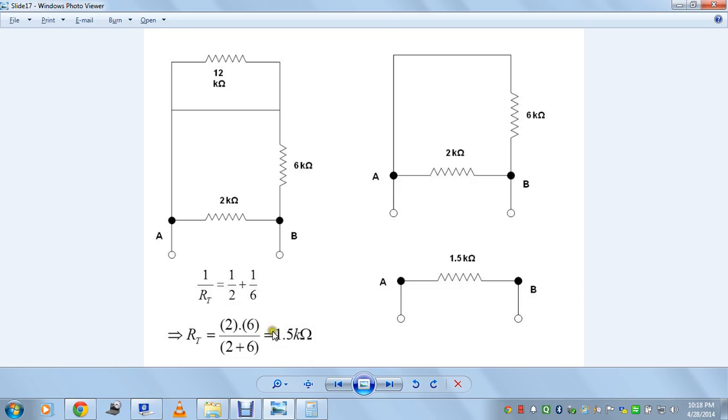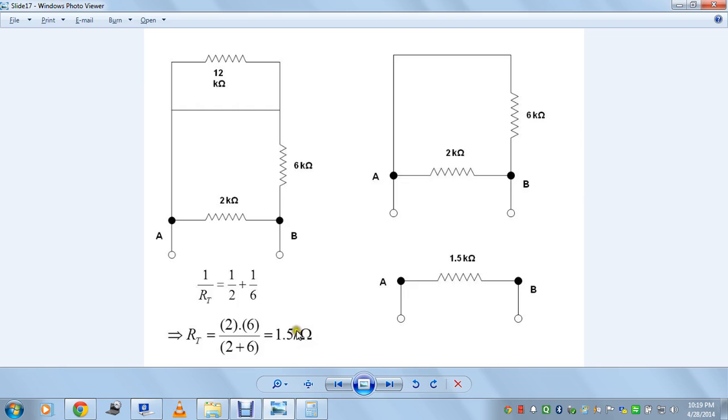Now a short way to verify the answer is that whenever you add two resistances in parallel, the resultant value of the two resistances will be lesser than the least of the two. So the least of the two is 2 kilo ohms, and the resultant value as a result of parallel addition of these two is 1.5 kilo ohms, which is lesser than the least, which is 2 kilo ohms. So the answer is right, and this is the resistance appearing across the 2 points A and B.